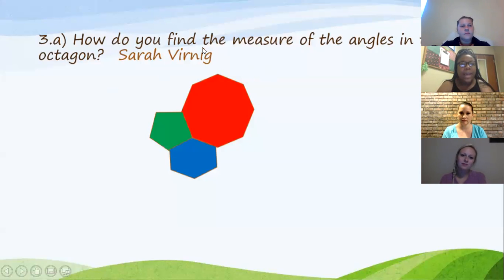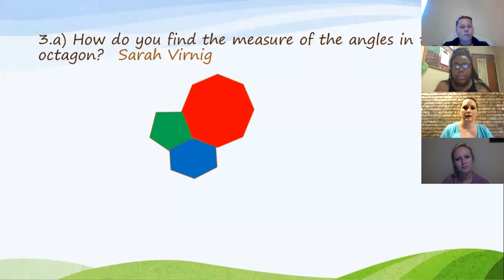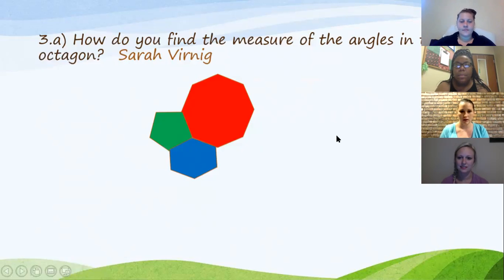Sarah, how do I find the measure of the angles in the octagon? All right, when we're looking for the angles, you might remember from our last lesson, it showed us how to find the measurement of each angle. You're going to take n minus 2 times 180 divided by n. And let me get this to show you. When we do that, we find the measurement of each shape, and then you add it together.